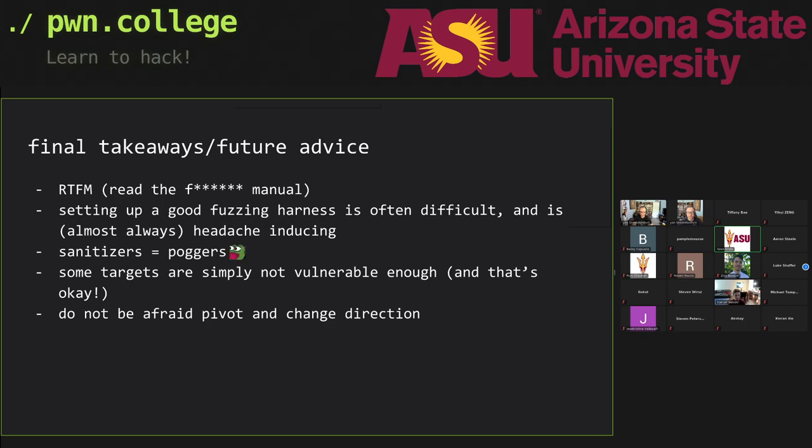Also in our experience, we concluded that sanitizers are major poggers. Of the bugs we found, half of them were thanks to address sanitization. This is a relatively simple feature to add to your fuzzer and it can go a long way.